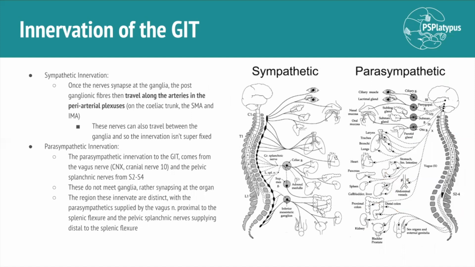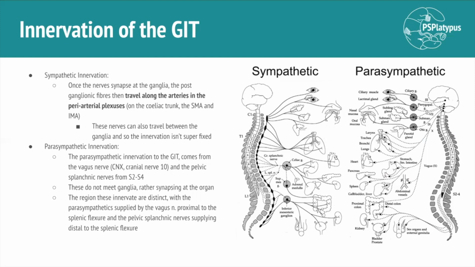As noted before, once the nerves synapse at the ganglia, the postganglionic fibers, or the postsynaptic fibers, then travel along the arteries in the periarterial plexuses. So that'll be like the celiac trunk, the superior mesenteric artery, and the inferior mesenteric artery, as these vessels already directly go and feed the specific tissues. Why not have the nerves follow them? However, these nerves can also travel between the ganglia, and so innervation isn't super fixed based on this.